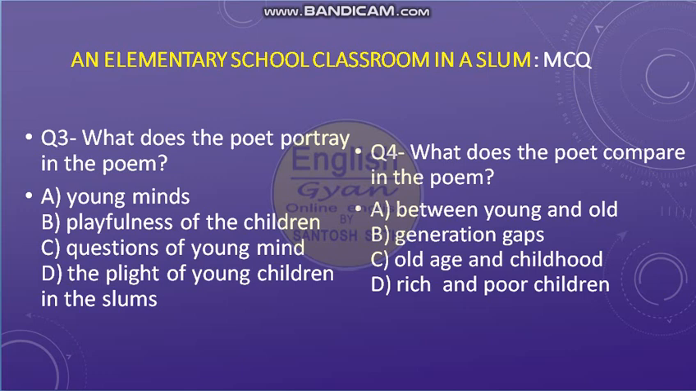Question number 4. What does the poet compare in the poem? Options are A. Compares between young and old, B. Generation gap, C. Old age and childhood, D. Rich and poor children.